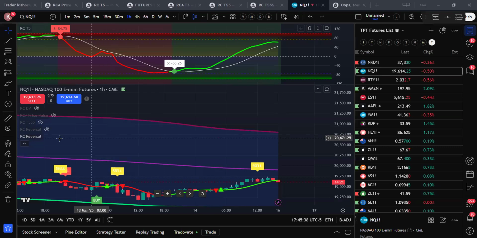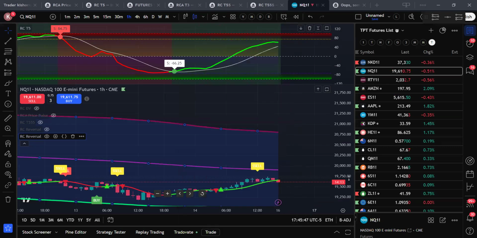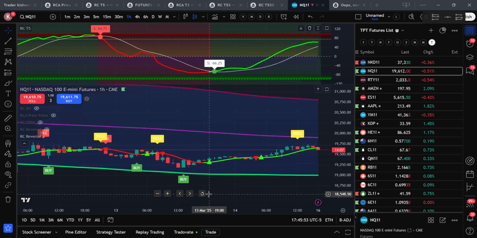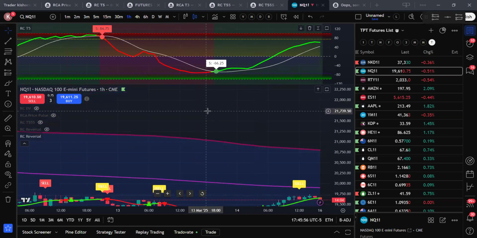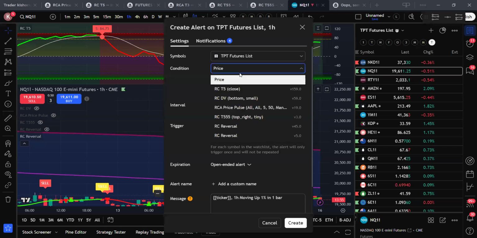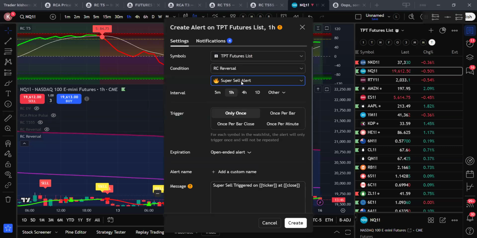That is a reversal indicator where we added some more. You have super buy and super sell. That means if it goes all the way to the bottom and you get a nice strong buy, it will be a super buy. Or if it goes all the way to the top and you get a strong sell, that will be a super sell. For example, if I go here, I can say add alert on the list, select RC reversal, and choose super buy or super sell alert. I can create a notification, and that means it is a very, very strong signal.